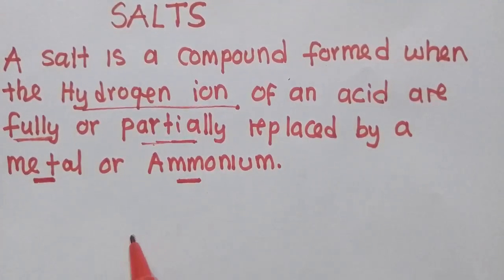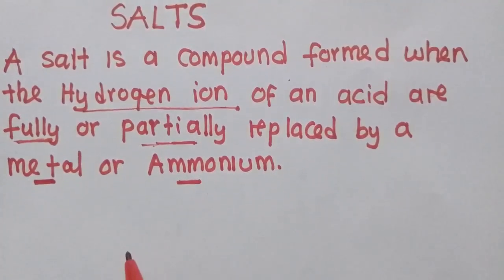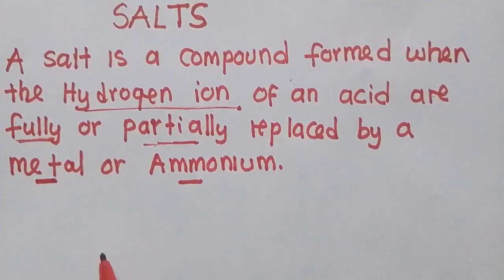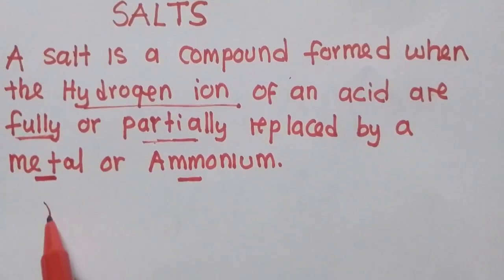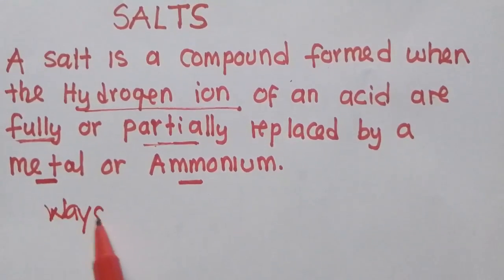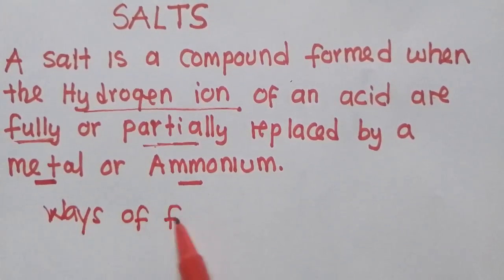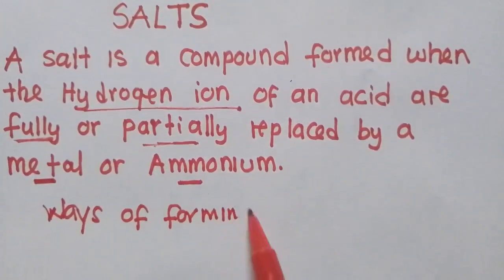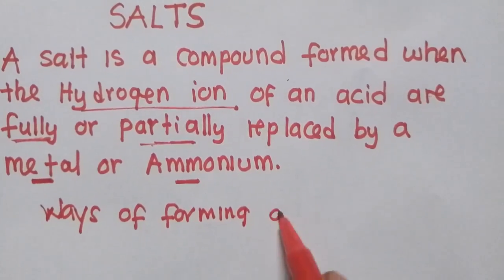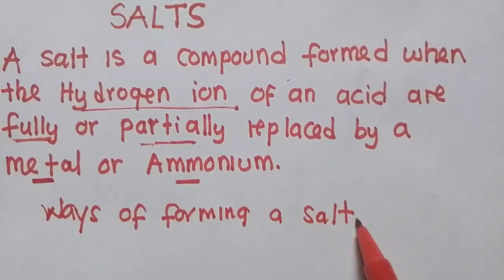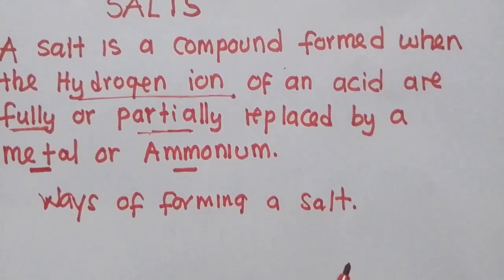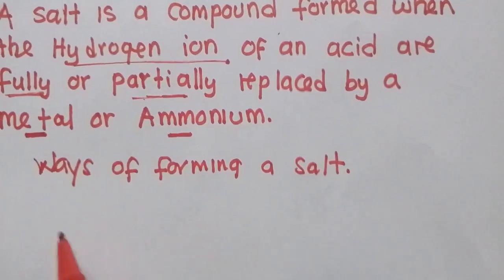So a salt can be formed in two ways. So two ways of forming a what? A salt. So how can you form a salt? Number one way in which a salt can be formed.